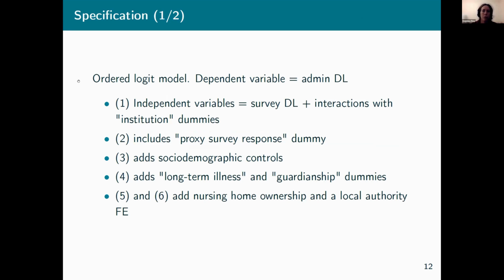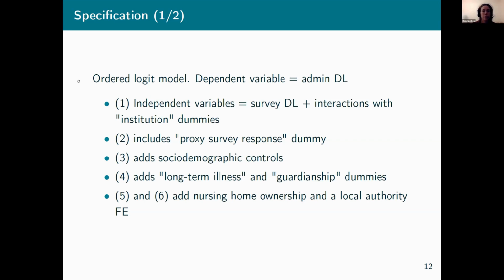Okay, first the survey disability level and an interaction with the institution dummy to see if the effect of the survey disability level is the same across settings. And then I include many control variables, such as whether the person responded herself to the survey, because we know there's a proxy effect. Then we add socio-demographic controls, whether the age group, whether the person lives in a couple, the education level, etc.